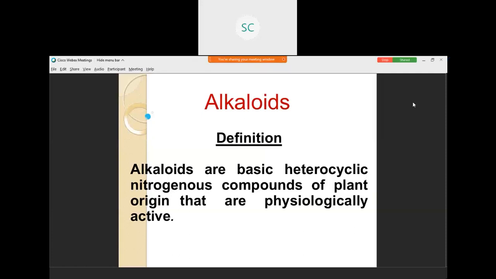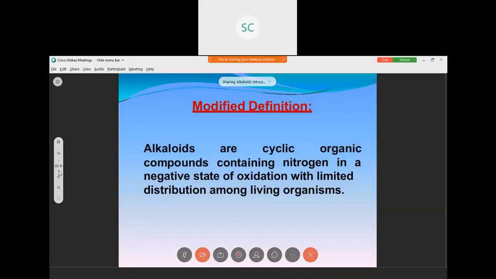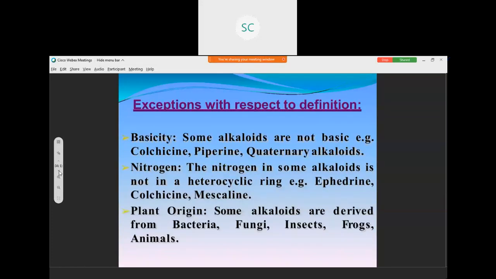Another definition is also there, that is called the modified definition. That is, alkaloids are cyclic organic compounds containing nitrogen in a negative state of oxidation with limited distribution among living organisms. From this definition, nitrogen in an alkaloid exhibits negative state of oxidation, but some exceptions are there with respect to the definition.